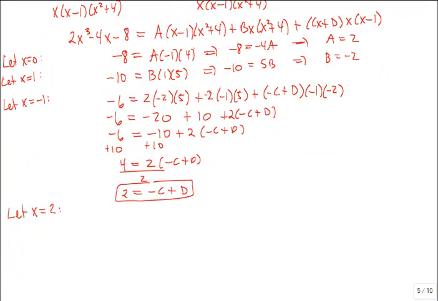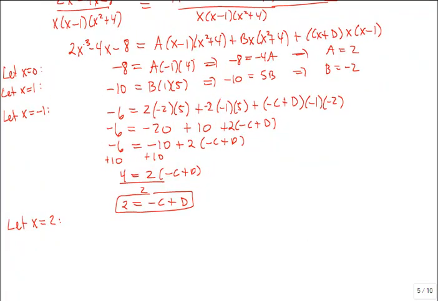Okay, so if we plug in 2 up here, 2 cubed is 8 times 2 is 16. 16 minus 8 is 8. 8 minus 8 is 0. So that left side will be 0. Remember that a was 2, and 2 minus 1 will be 1, and 2 squared is 4. 4 plus 4 will be 8. Remember that b was negative 2. This x becomes 2, and 2 squared plus 4 is 8.